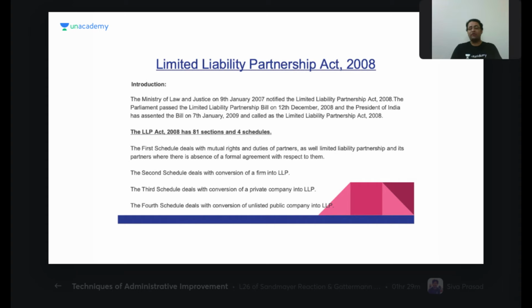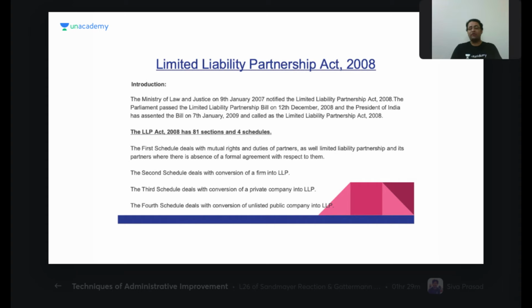So the second schedule deals with conversion of a firm into LLP. Yes, a normal partnership firm which was registered under the Indian Partnership Act 1932 can be converted into an LLP by following certain procedures and formalities, and it can change its nature. We will discuss that in the future slides. The third schedule deals with conversion of a private limited company into an LLP.